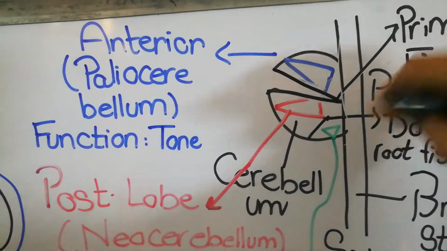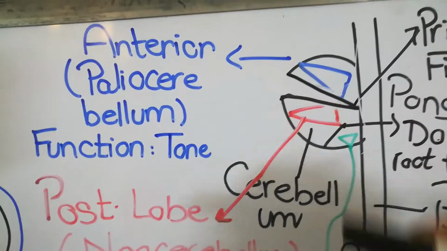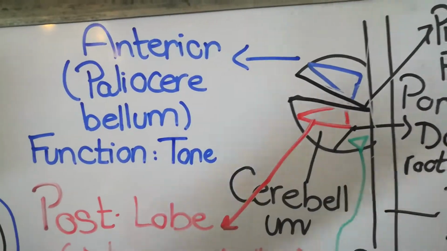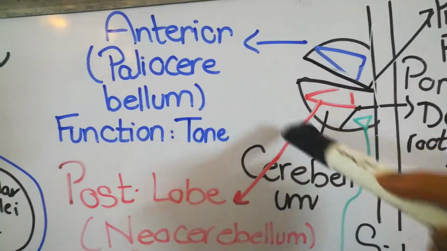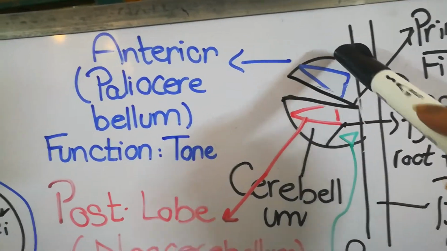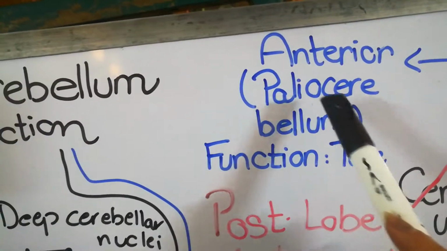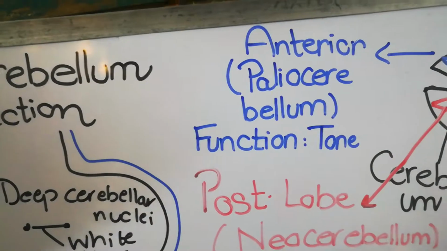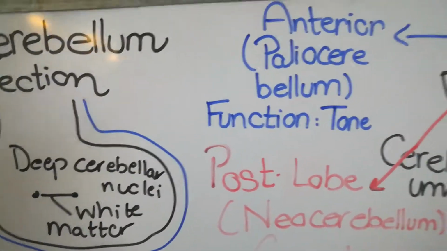The one indicated with the blue marker is the front lobe. Here we cannot say the frontal lobe, because that is the part of the brain, the frontal lobe, parietal lobe. In the case of the cerebellum, we will say that the front lobe of the cerebellum is called the anterior lobe and is also known as the paleocerebellum, but you do not need to know the second name. That is not important, but if you want to know it, you can.